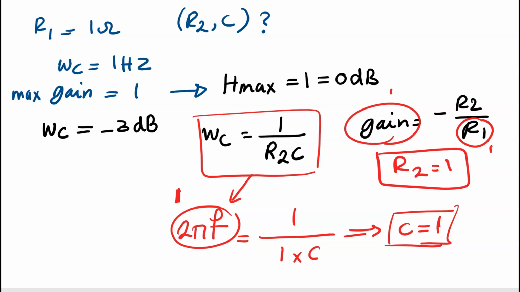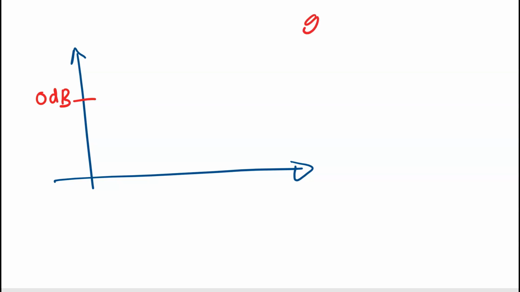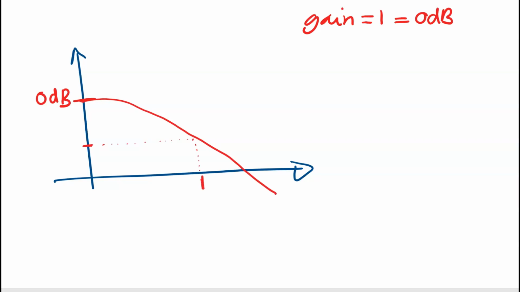So our H of S for this filter is going to be minus 1 over S plus 1. It has a gain of 1, it has a cutoff frequency equal to 1, and if I draw the Bode plot, the maximum gain is equal to 0 decibel, because the gain is equal to 1. And then it has a cutoff frequency equal to 1 as well, so here I have minus 3 decibel. So it has a Bode plot similar to this.